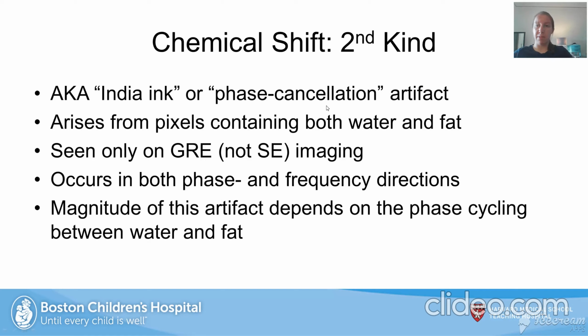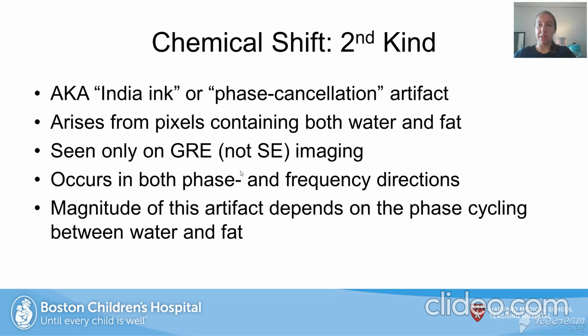There's also a chemical shift of the second kind. This is known as the India ink, or the phase cancellation artifact. It arises from pixels containing both water and fat, and it's seen only in the gradient echo, not the spin echo imaging. As I speak about this further using a diagram, you'll see that the spin echo will refocus everything back into phase. So in this case, you won't see the chemical shift of the second kind, because it requires these protons to be out of phase with each other.